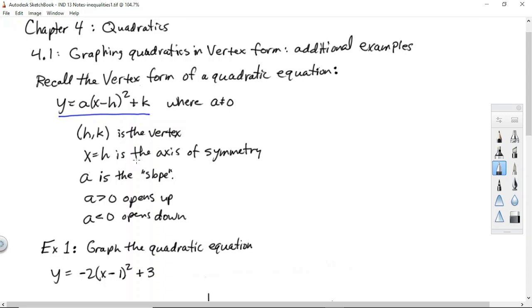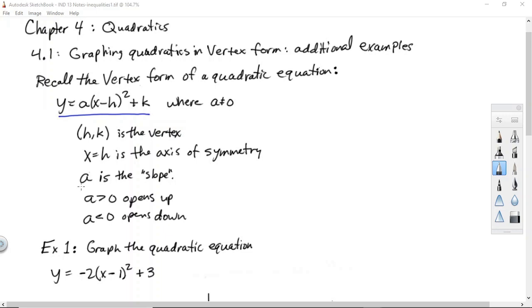Now, we didn't mention the axis of symmetry. We can draw that, and that's a line. For parabolas, it's going to be a vertical line, and the function is symmetrical around that line. So we'll see what that looks like.